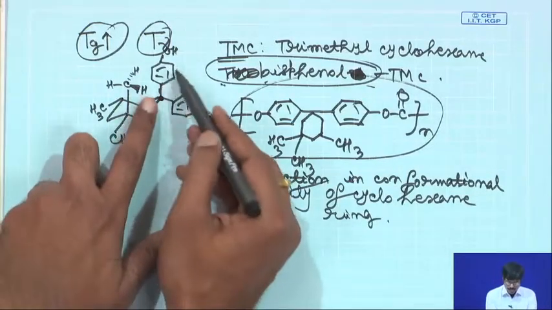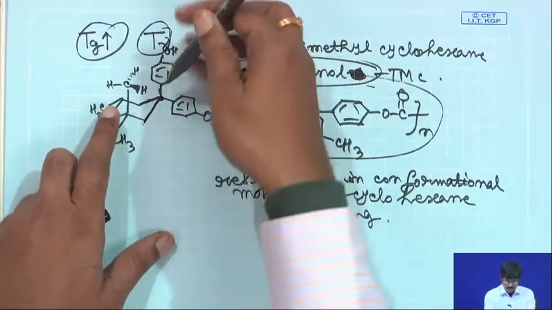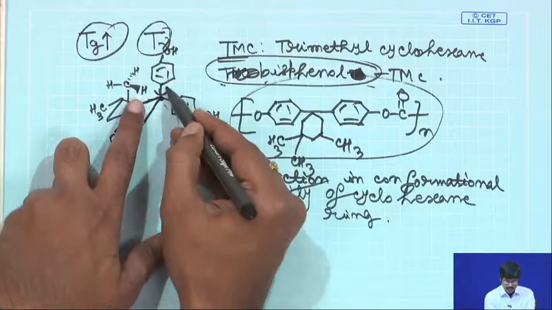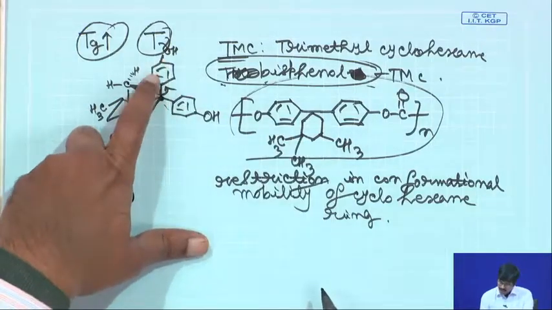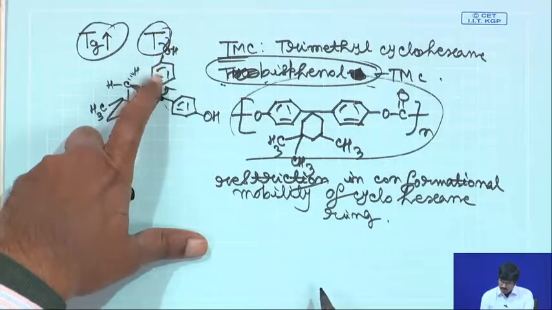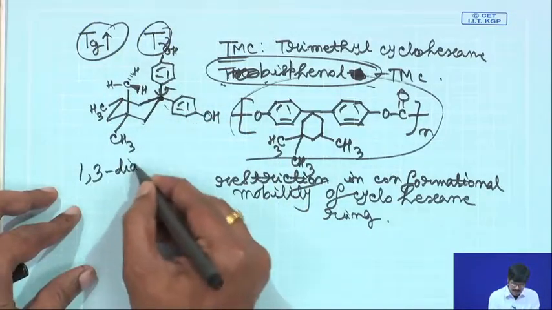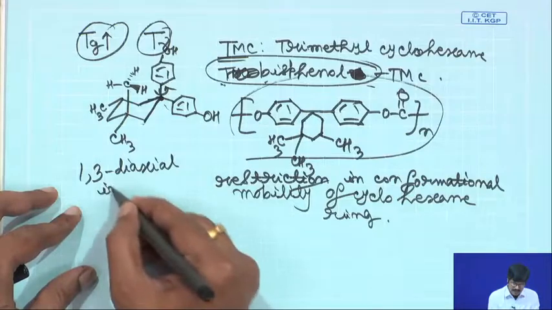Also, this phenyl ring, it can rotate like this, right? This phenyl ring can rotate around this bond, but this rotation of this phenyl ring is also hindered because of 1,3 diaxial interaction.